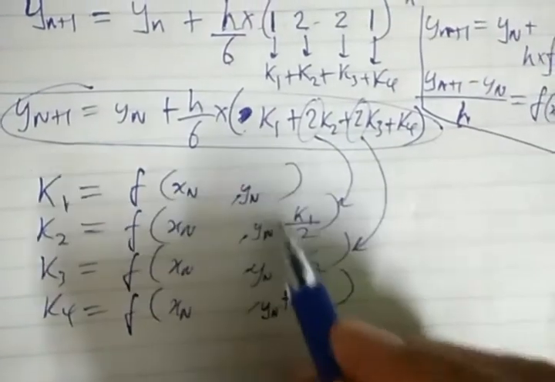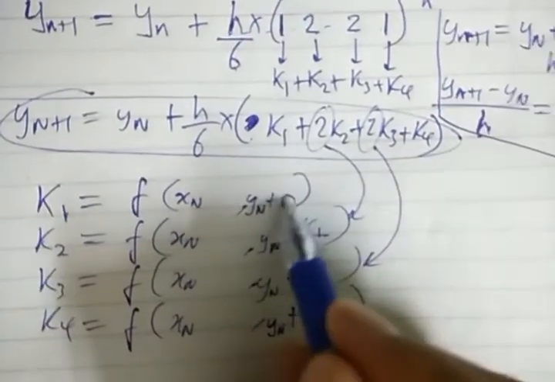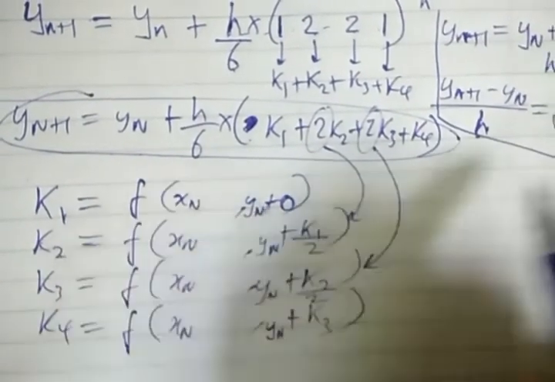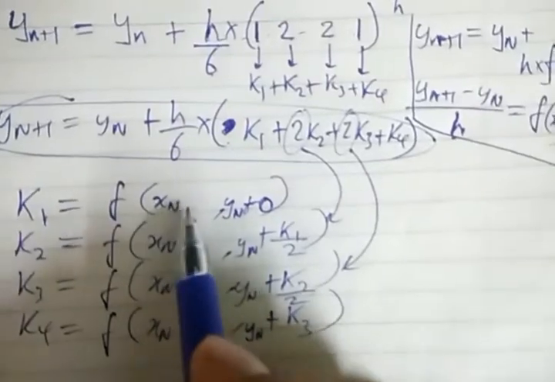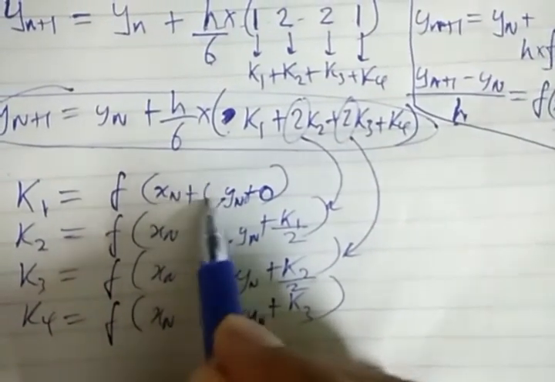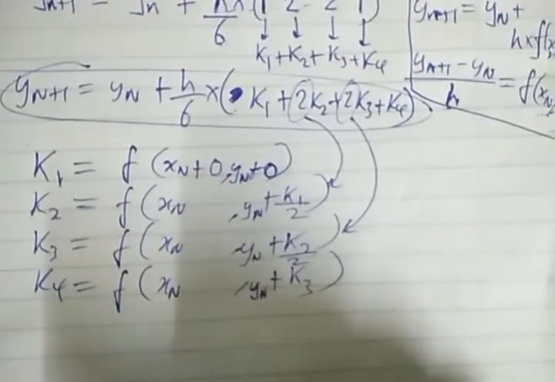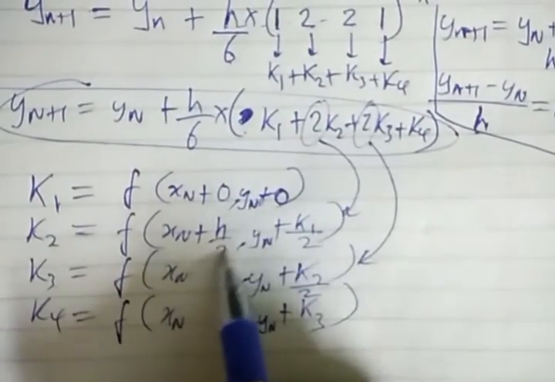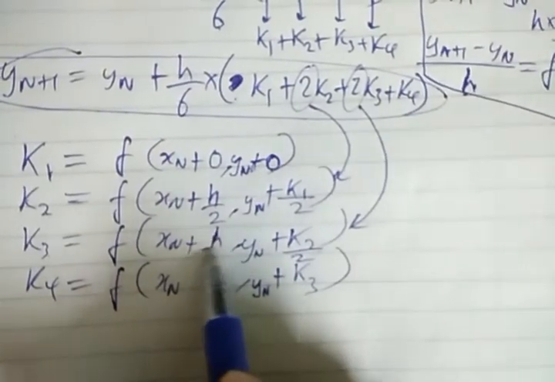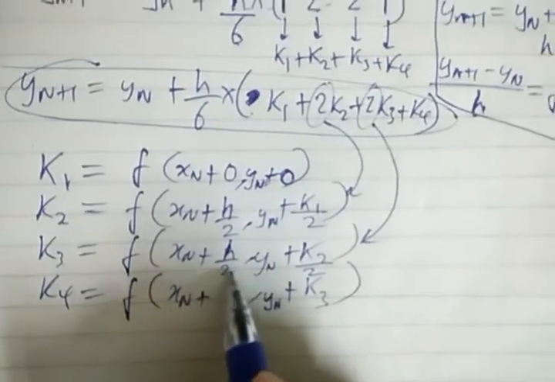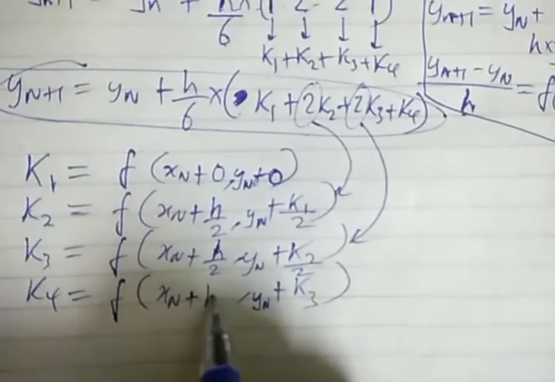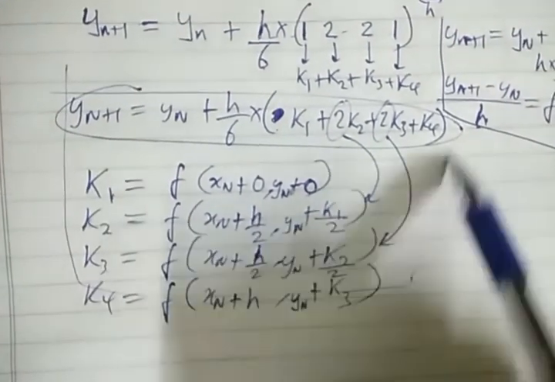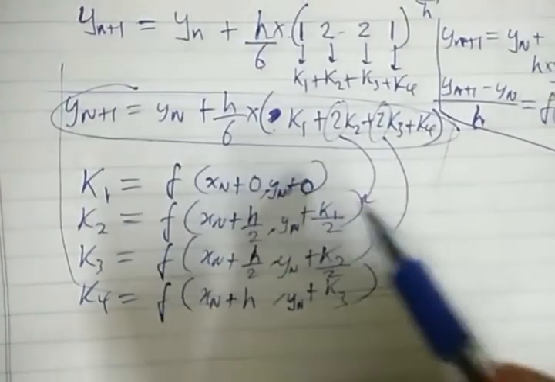Then we add them, and this is 0 because it is the same as Euler's method, so here also plus 0 for the first k1. Then we add h divided by 2, then h divided by 2, and for the last one we do not divide because we have 1 there, so only h. So this is our RK4 method, and it's really simple to remember.